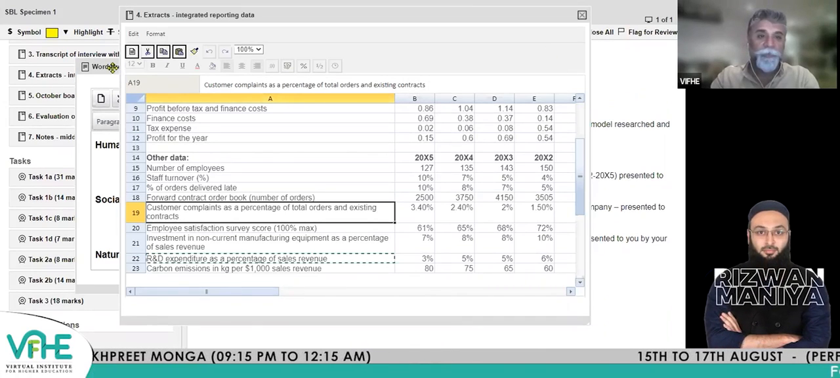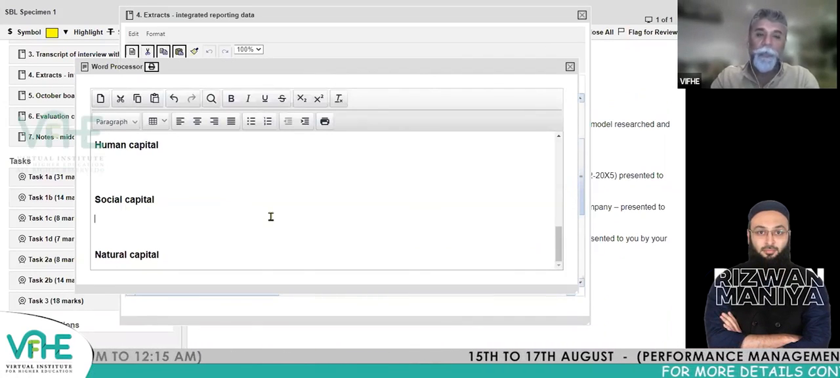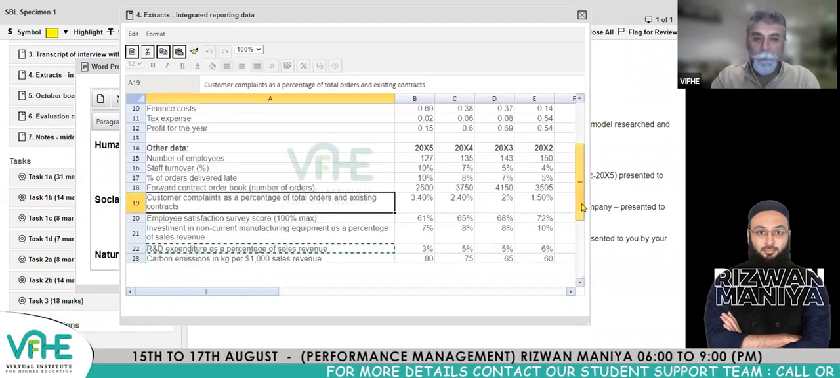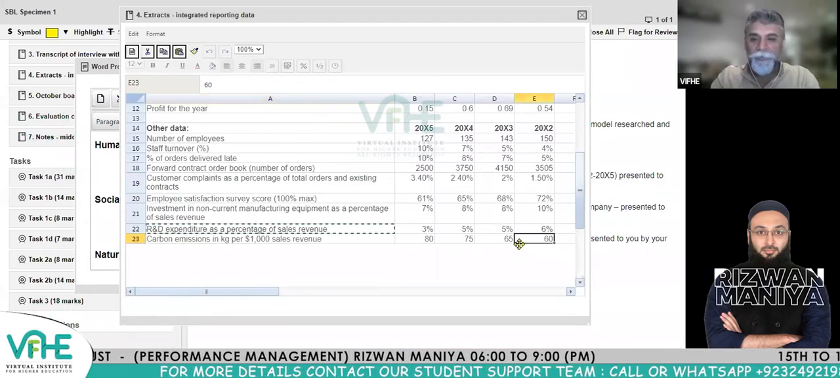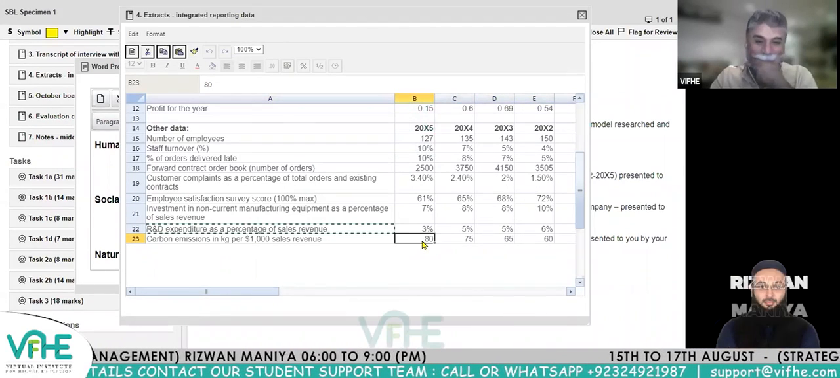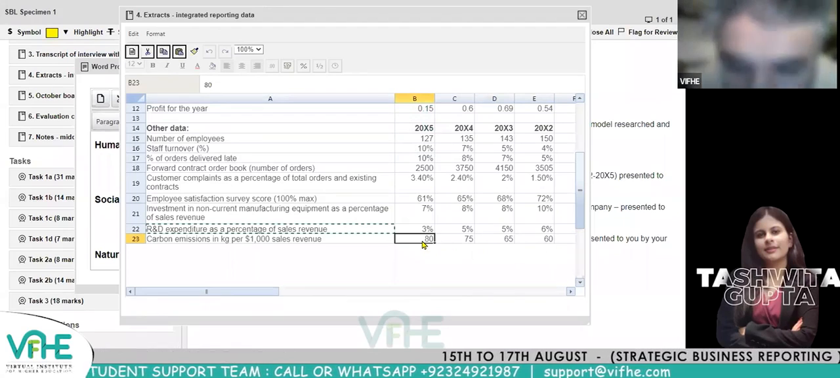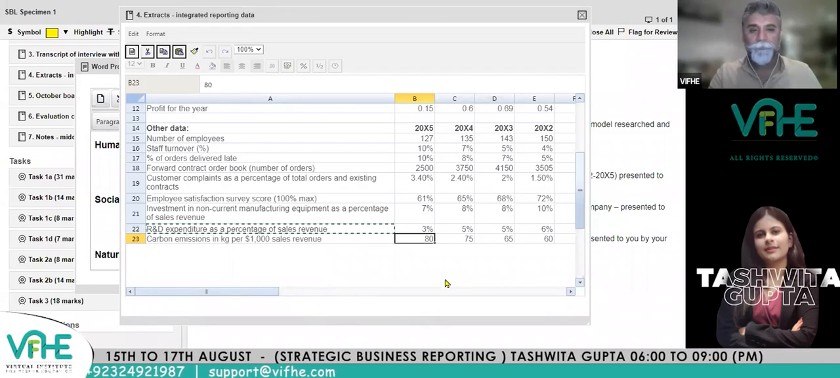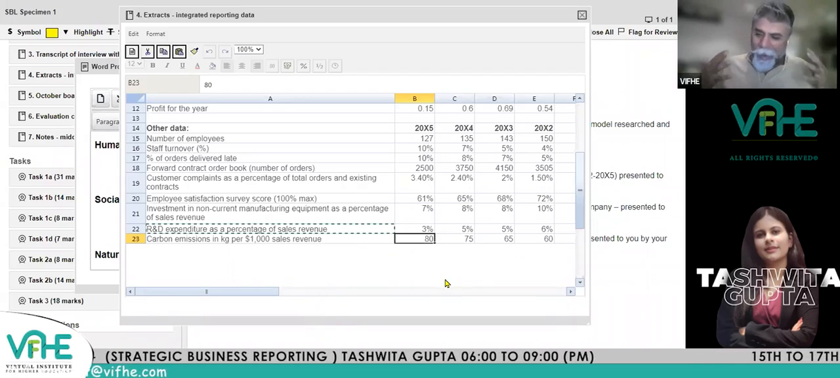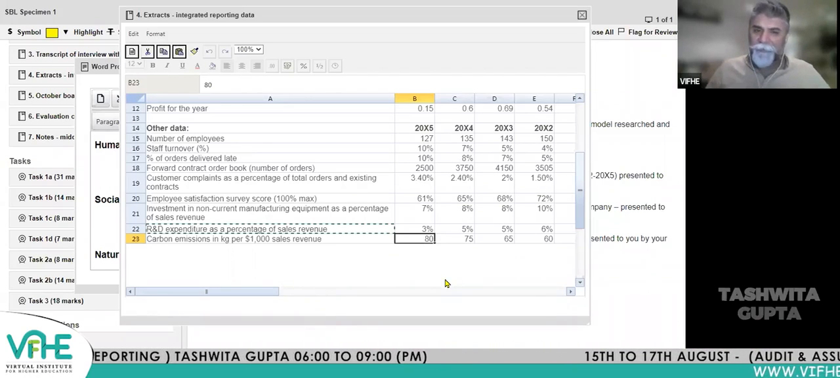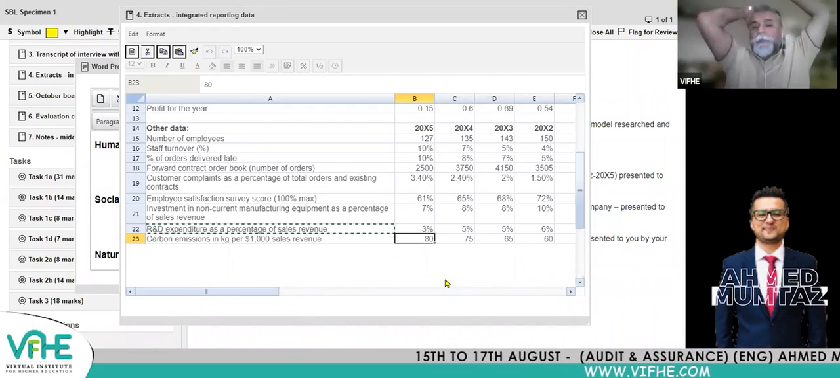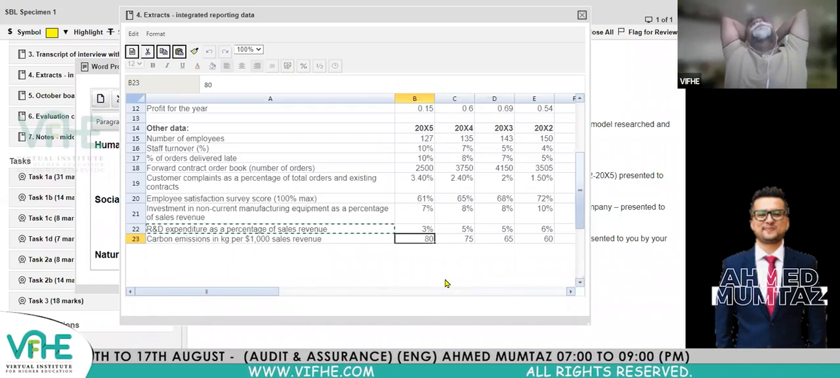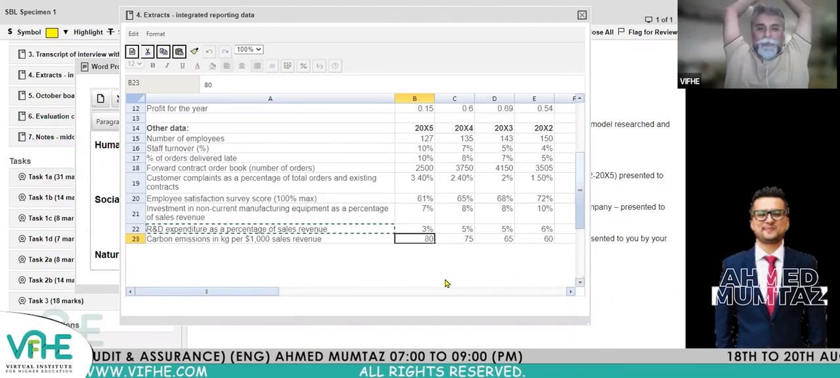Now, what is next? Social capital, natural capital. What's happening with natural capital? Carbon emission is increasing. Is that good or bad from an environmental point of view? Bad. Why is it bad? How will it affect my business negatively? Now, please explain to me. Natural capital is depleting. And what's the impact? If their carbon emission is increasing, why is this bad for us?